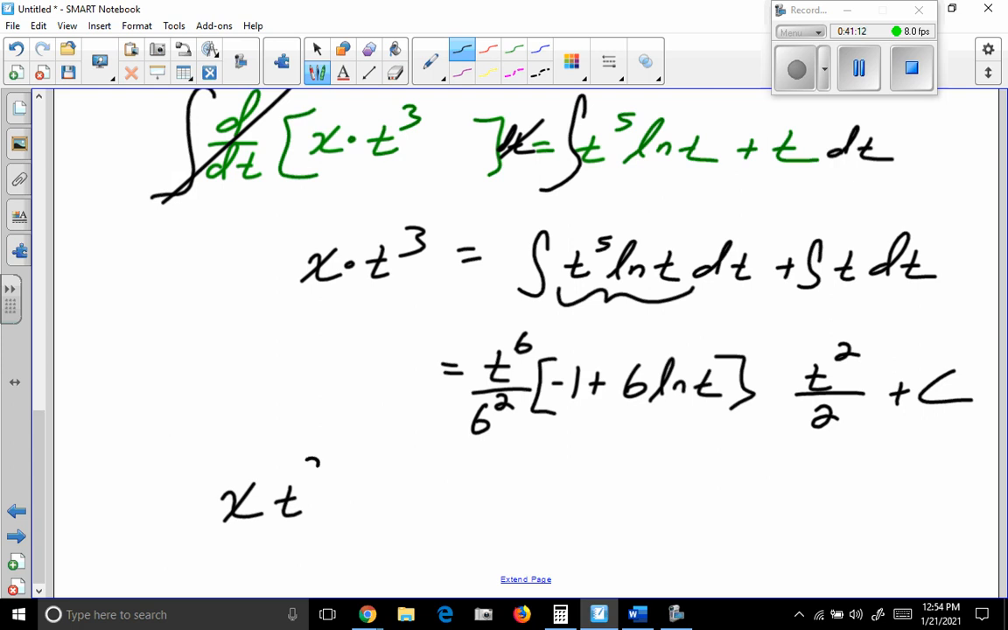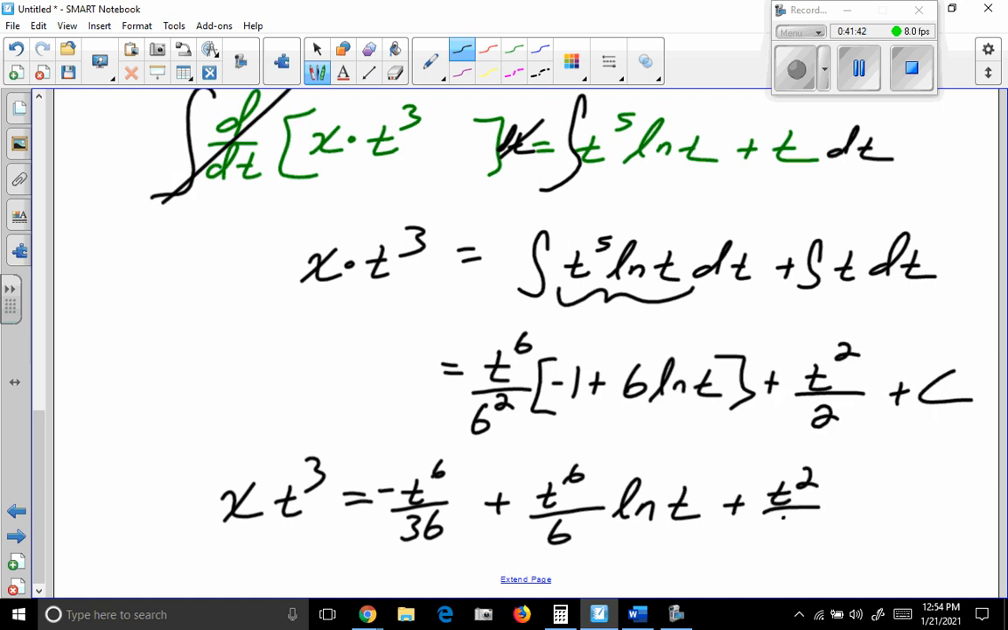So x times t cubed is, we have t to the 6 over 36. And we could go ahead and multiply this out. If we multiply that times negative 1, that would be negative. If we multiply that times here, this 6 will cancel with one of those 6's, so that'll give us t to the 6th over 6 natural log t, and then that's not distributed to the other terms. So this term, the 6 and one of those 6's reduced.